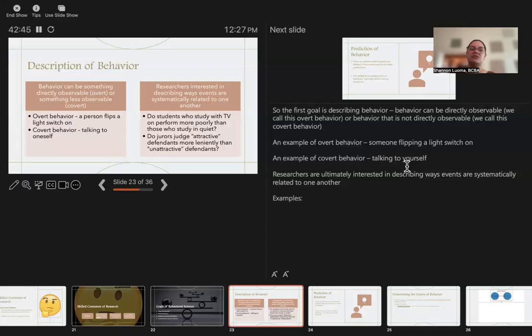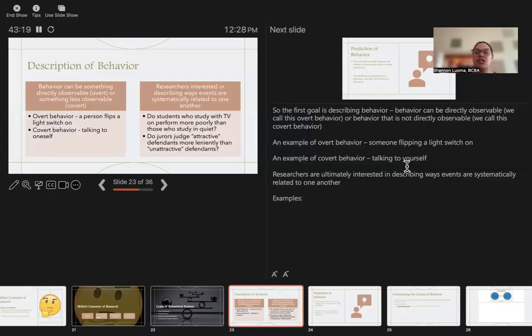So do students who study with the TV on perform more poorly on exams than those who study in quiet, right? So that is a prediction we can make. That's a research question we can look at. We can systematically measure that, right? We can put a TV on. We can measure how long you're in front of the TV, how loud it is, how much time you spend in front of it, and then we can measure how well you do on the exam, right? So these are things we can measure.